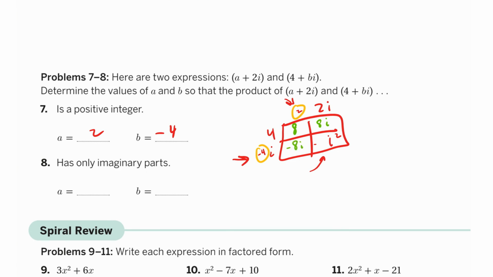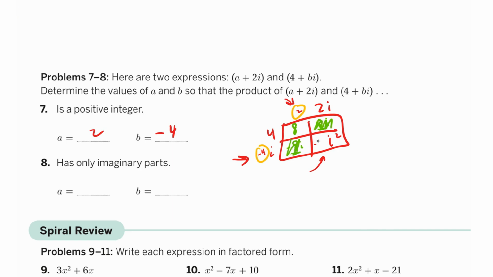Oh, there is only going to be one possible answer here. So I think a key thing that I kind of left out here is that the bottom left and the top right box have to be the same because we want it to just be an integer. So they have to match up to be negative 8i and positive 8i so that these end up becoming 0.